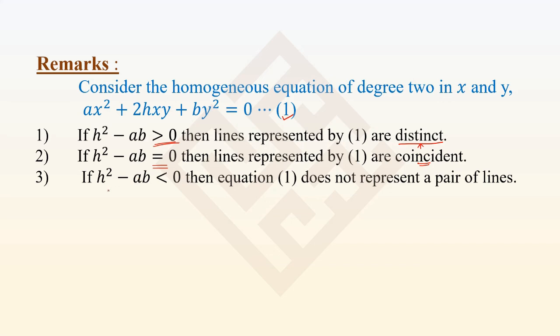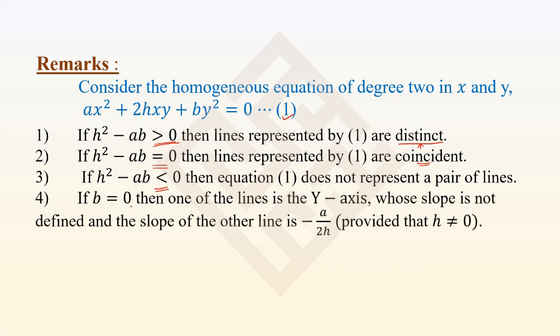And third is if we get h square minus ab is less than 0, then equation 1 does not represent a pair of lines. तो ये less than 0 के लिए हम consider करेंगे ही नहीं. अगर less than 0 आया then it is not going to represent pair of lines. greater than 0 है तो दो अलग अलग लाइन मिलेंगे. equal to 0 मिला तो there will be coincident lines. I hope you have understood this.